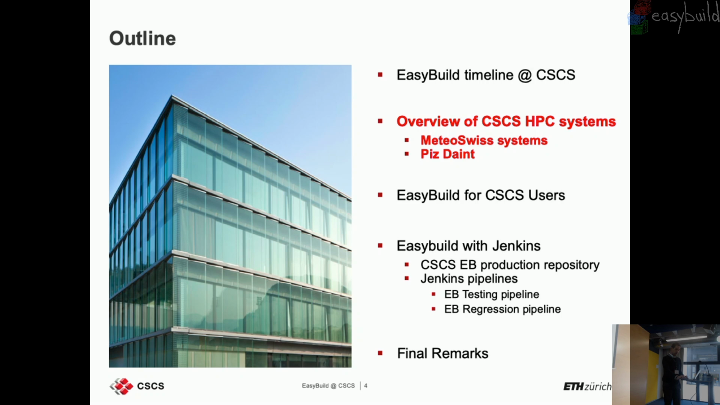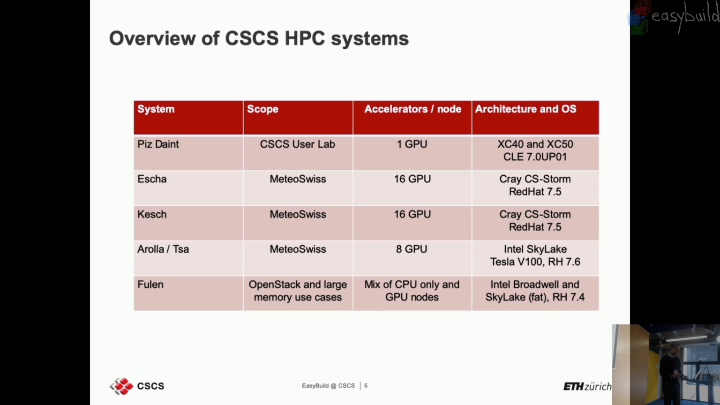So now I will talk a bit more deeply about the HPC systems that we have. I mentioned Piz Daint, which is the flagship system at CSCS, and it's used by the user lab. It features almost 6,000 nodes, I think, that are Cray XC50, featuring one Tesla Pascal GPU per node and an Intel Haswell processor. And it has some 1,000 nodes of multi-core architecture without GPU and two Intel Broadwell processors.